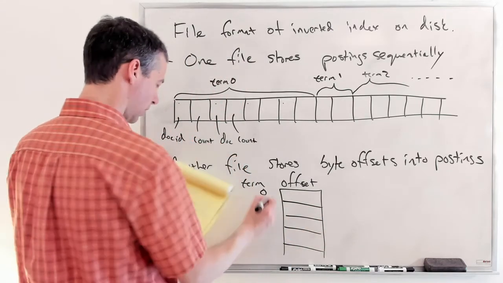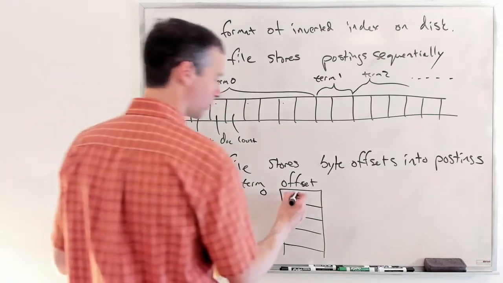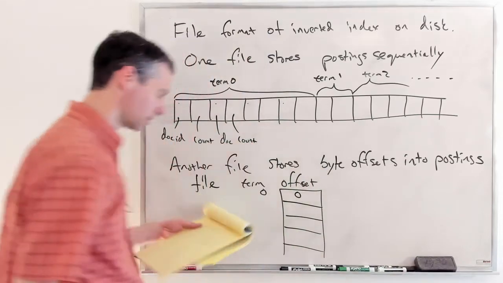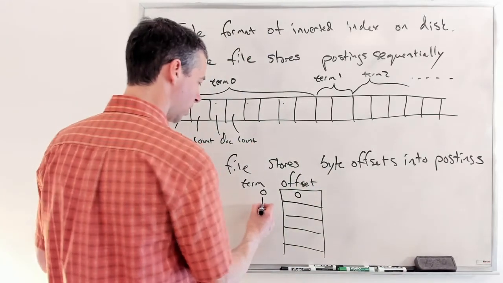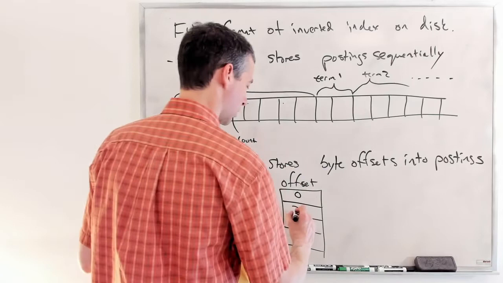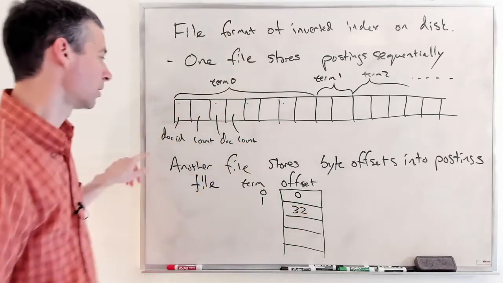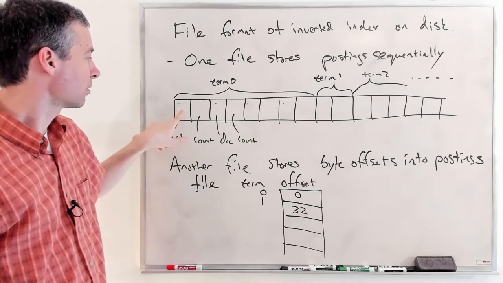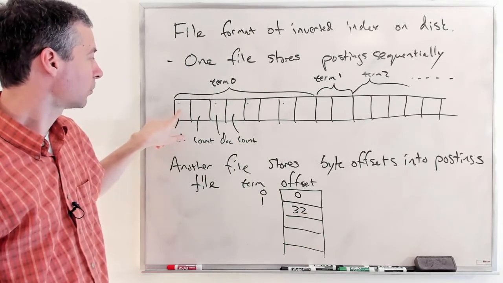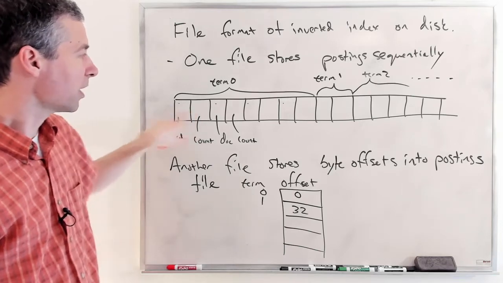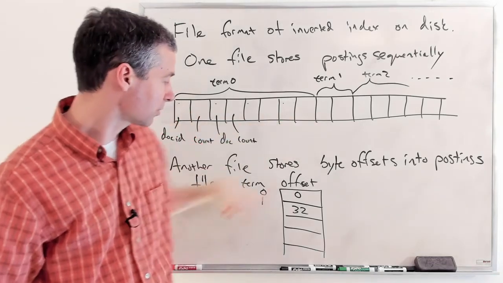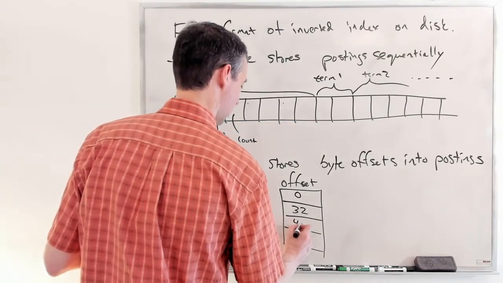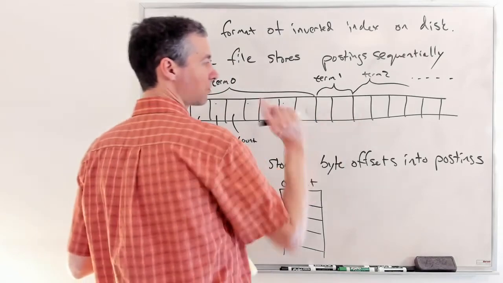So term 0 starts at, even though we wouldn't need to put it, we'll say that it starts at 0, just to make it easy to understand. And then term 1 starts at offset 32. So term 0 starts here, but this is 4 bytes, and so this is 4 bytes in, takes you to here. There's 8 of these, so 32 bytes gets you to here. So that's where term 1 starts. And then term 2 starts at an offset of 40 bytes, which is just right there.